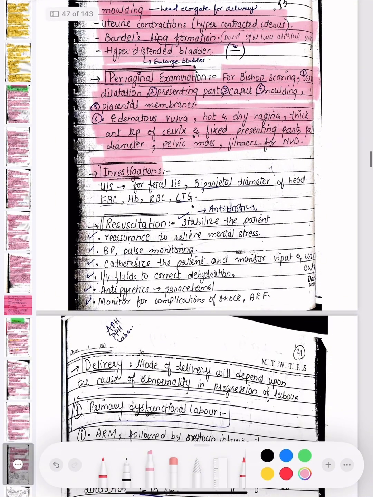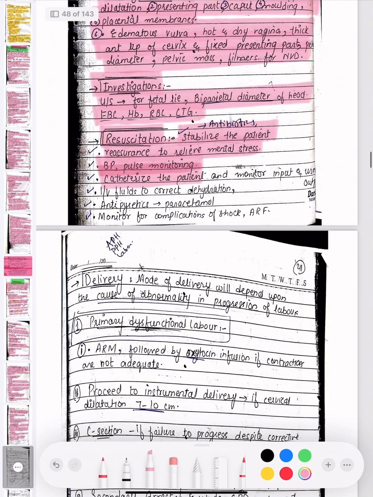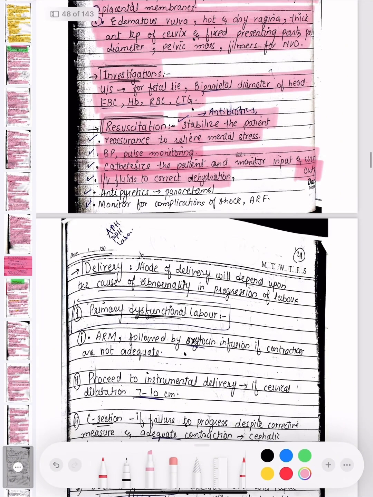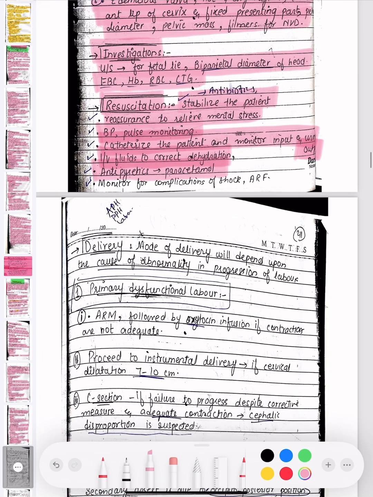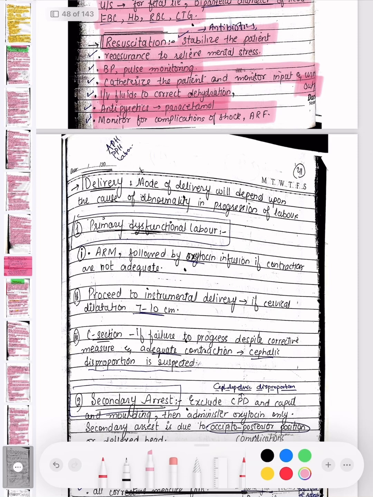The investigation options are ultrasound for fetal lie, biparietal diameter of the head, FBC, HB, RBC, and CTG. Resuscitation is done to stabilize the patient, reassurance to relieve mental stress, BP and pulse monitoring is done, catheterize the patient and monitor input and output record, intravenous fluids to correct the dehydration, antipyretics are given, that is paracetamol, and monitoring for the complications of shock and acute respiratory failure is done.